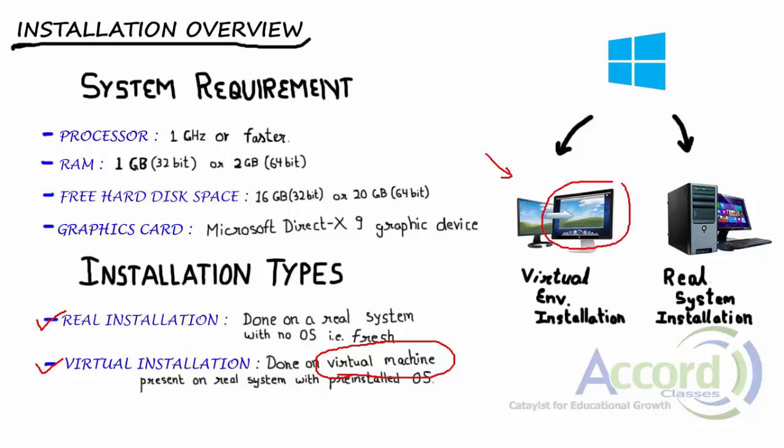the host operating system present on this computer on the left side is Mac OS, as you can see in the picture, while the virtual machine consists of another OS inside the Mac OS, which is Windows XP. So basically there are two operating systems running simultaneously. First is the Mac OS, and inside Mac OS is the second operating system, that is Windows XP. So this is kind of an overview of virtual environment installation.